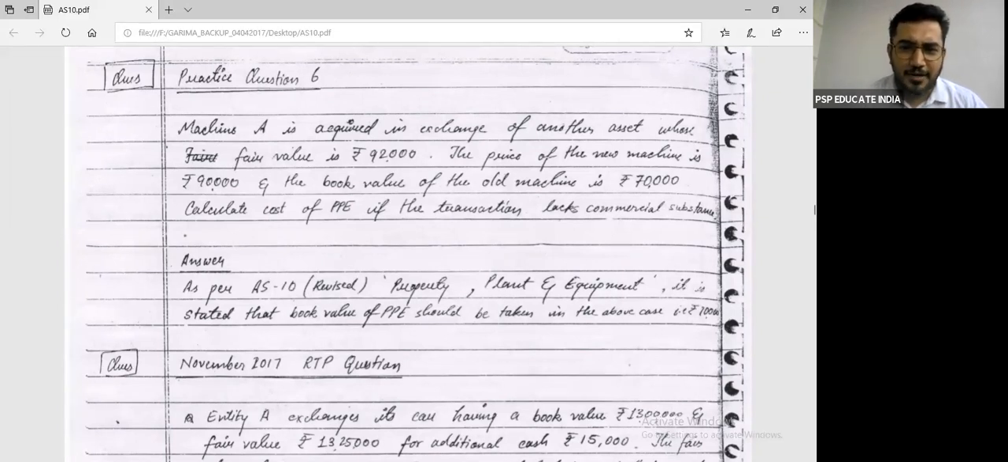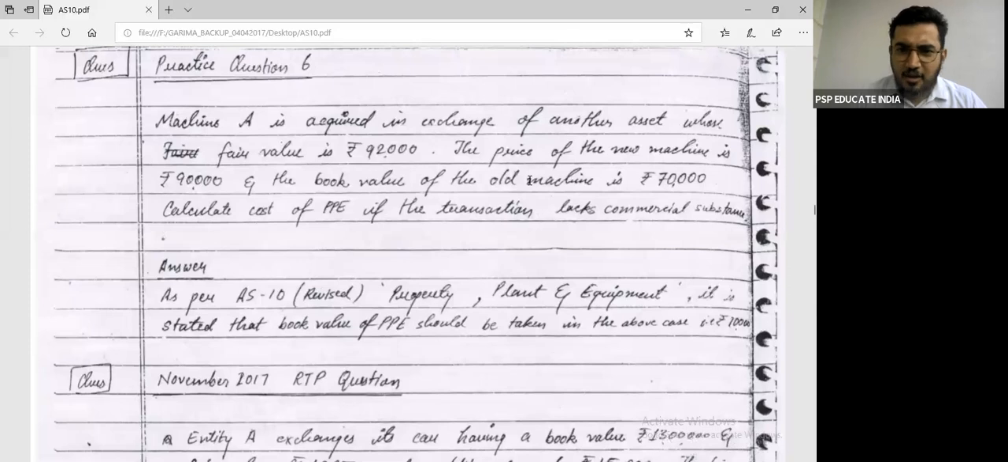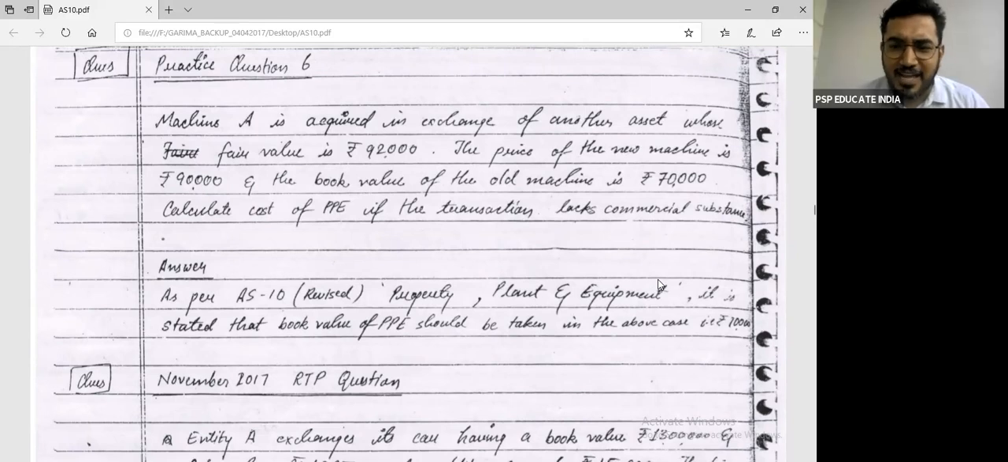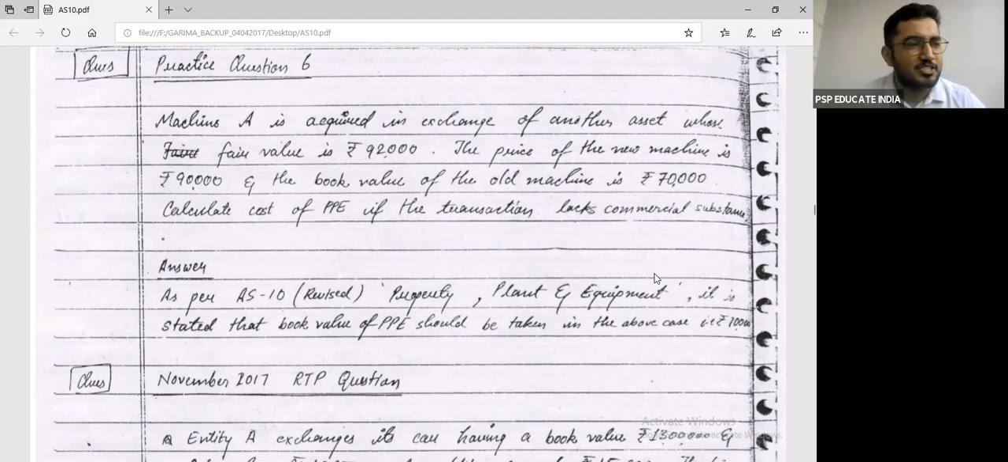Yes, I'm reading the question for you. Please pay attention. It says machine A is acquired in exchange of another asset whose fair value is 92,000. The price of the new machine is 90,000 and the book value of the old machine is 70,000. Calculate the cost of PPE if the transaction, very important underline, lacks commercial substance. So in this case, the transaction lacks commercial substance. Have they given you in the question whether the transaction has or lacks commercial substance? What is the case in this question?